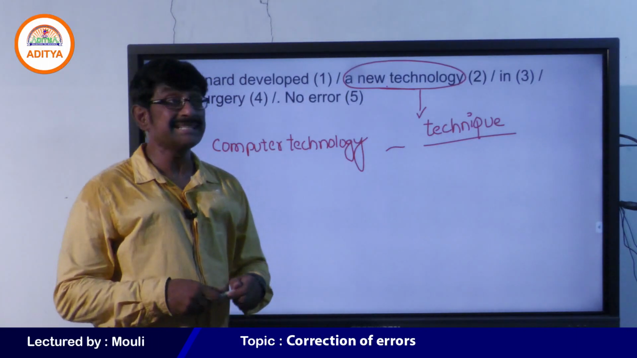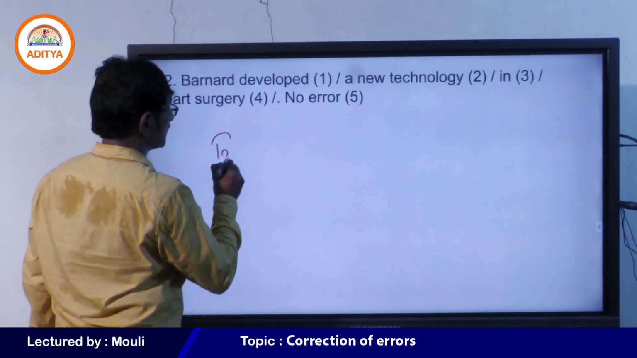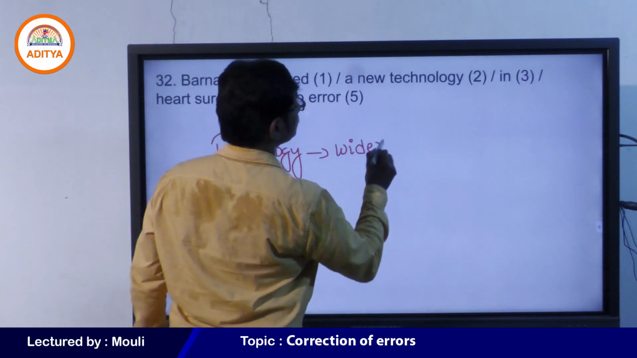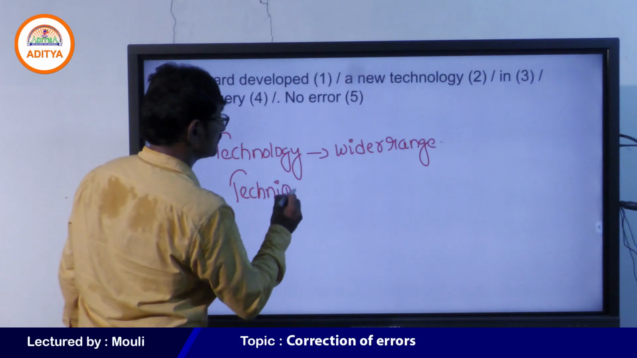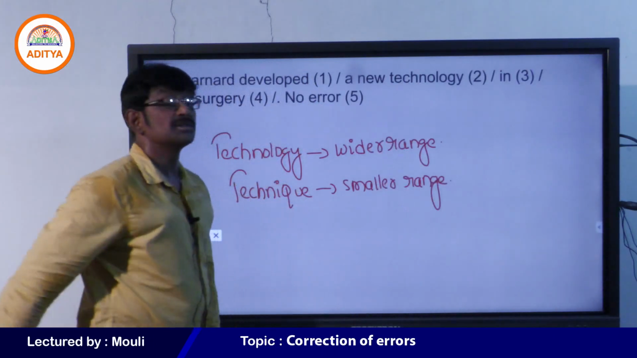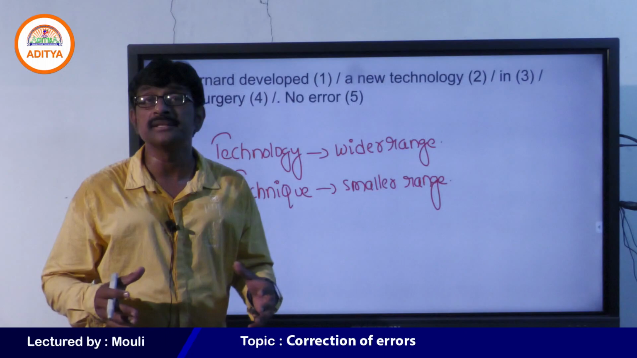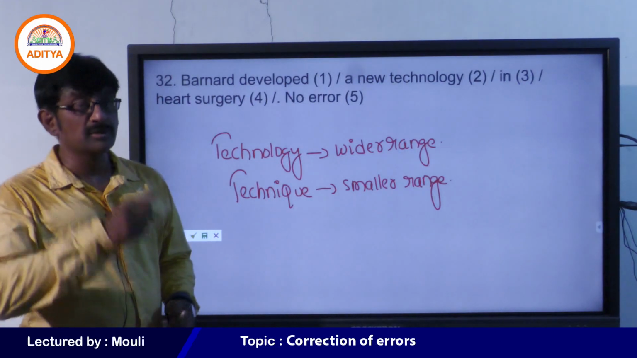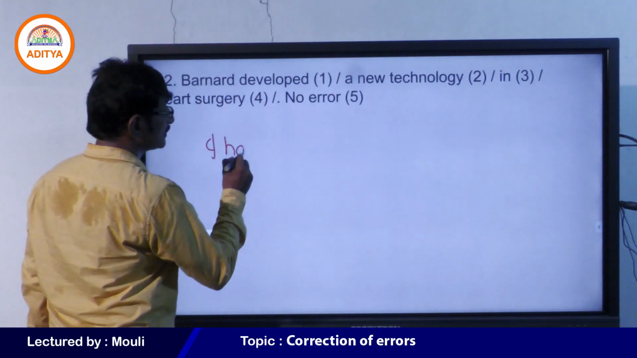Okay, students? Technique is small, technology is wide. How? Let us see. Technology is a very wider range. Technique is a very smaller range. Technology is wider range. Technique is smaller range. This is the difference. Did you see? Okay, we'll go for the next one. Okay, students? So, like this, you see now, I have a technology.